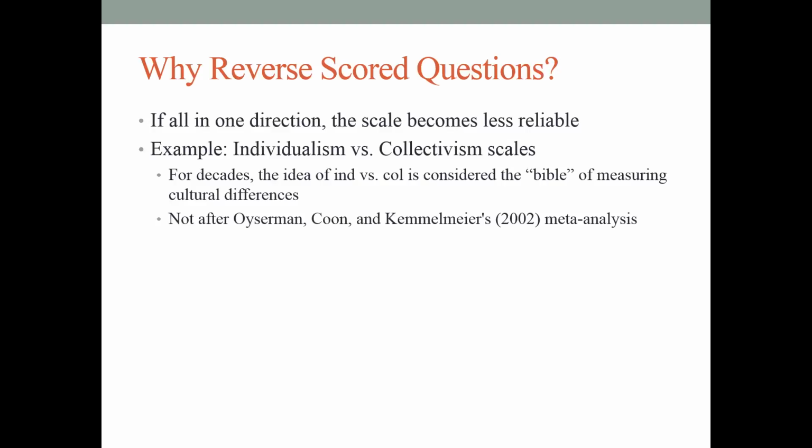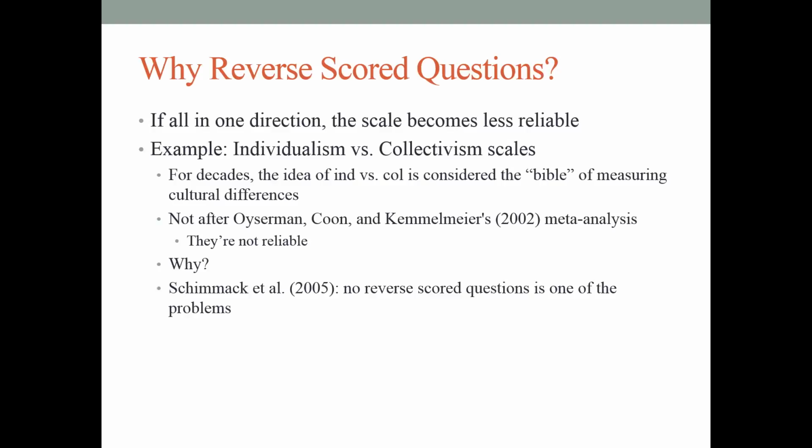There's a study published in 2002, a huge meta-analysis. This meta-analysis pointed out that those scales actually are not reliable. Why is that? Another study pointed out that one of the potential problems is that there's no reverse-scored question. You probably will question, well, if in 2002 we already knew it's not the best measure, then why do we still consider it a Bible now? It's because culture is a really huge concept. It's hard to define. It's hard to measure. So we haven't come up with a better measure, and we still rely on individualism versus collectivism. But just remember, those scales are not as reliable as we want them to be.